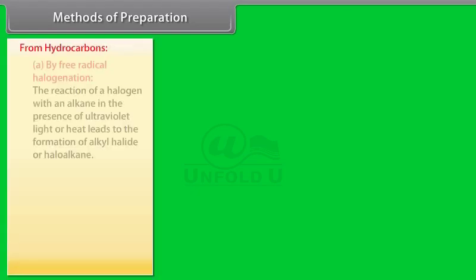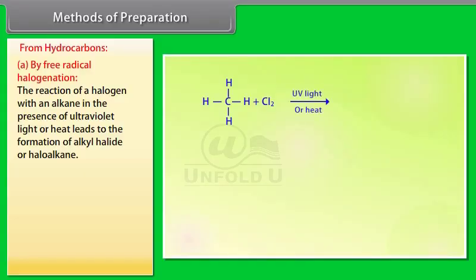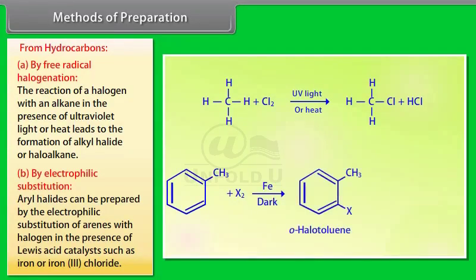From hydrocarbons. By free radical halogenation. The reaction of a halogen with an alkane in the presence of ultraviolet light or heat leads to the formation of alkyl halide or haloalkane. By electrophilic substitution. Aryl halides can be prepared by the electrophilic substitution of arenes with halogen in the presence of Lewis acid catalysts such as iron or iron(III) chloride.